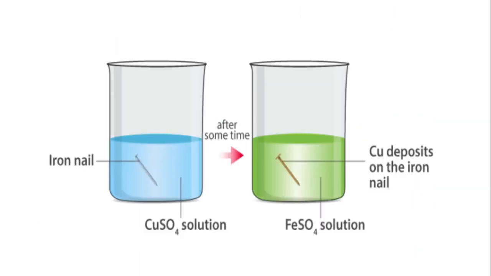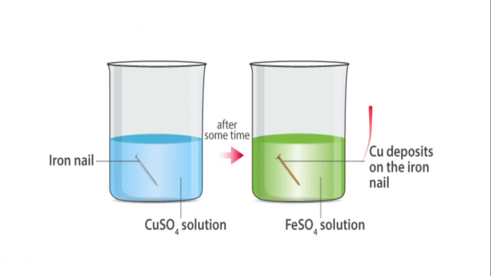We will understand these changes by Activity 1. So, here is the first activity. You can see the figure on your screen. First of all, we'll take one glass and add the CuSO4 solution, which means the copper sulfate solution. Then we will add an iron nail to that solution. Then we will keep it for some time, and then we will observe the solution.